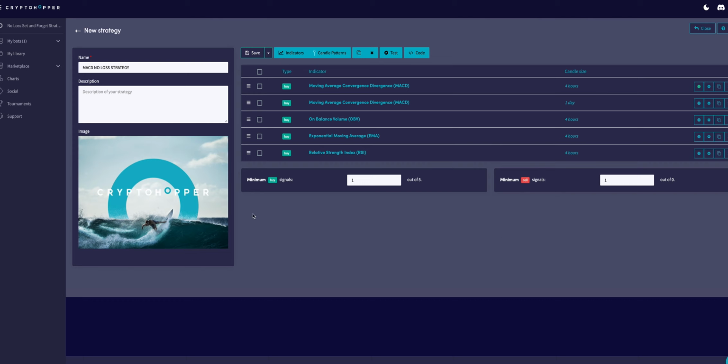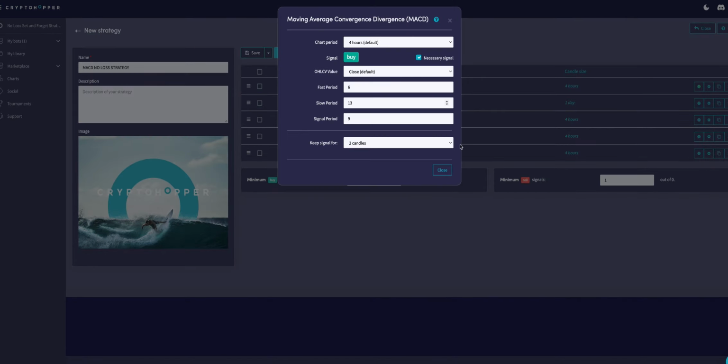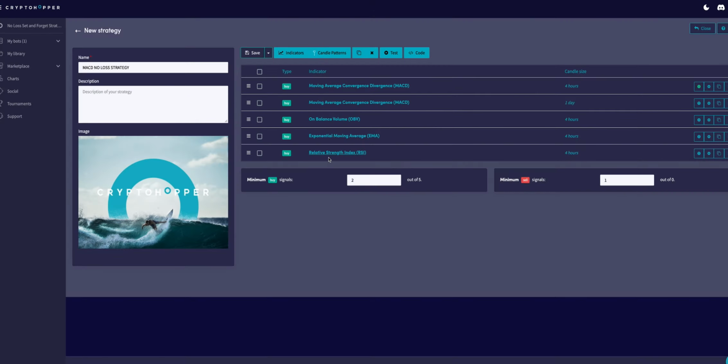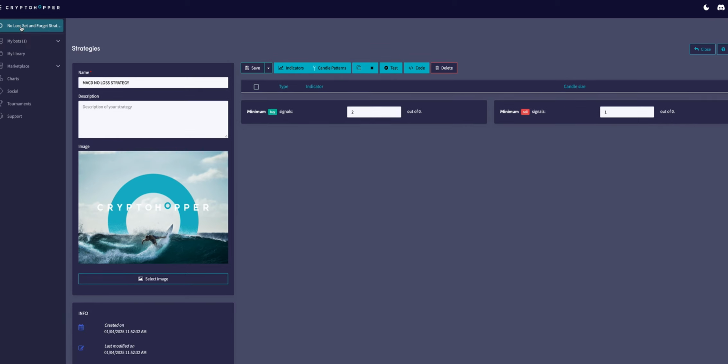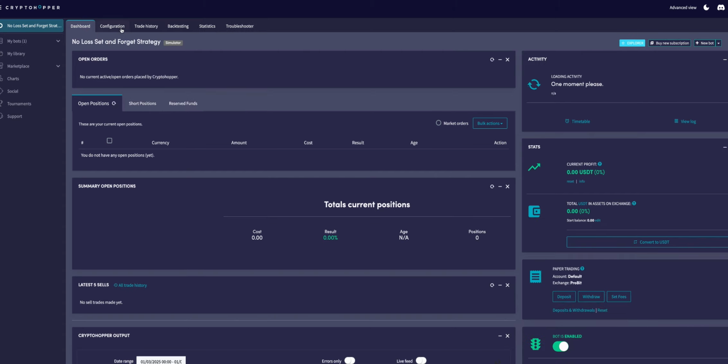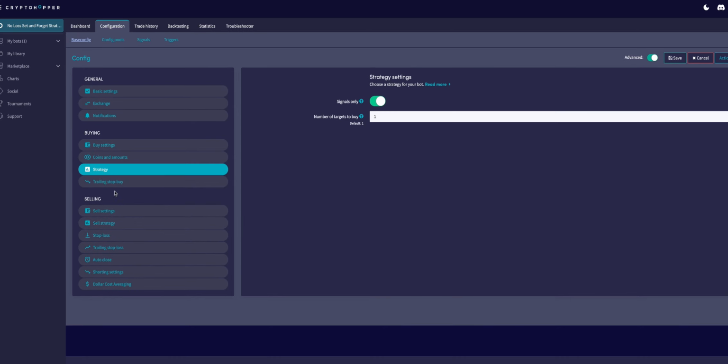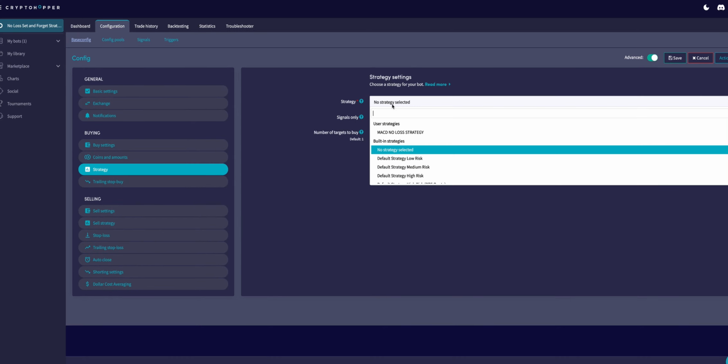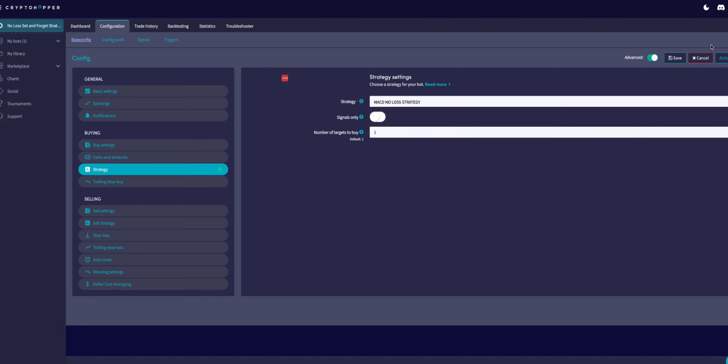You'll notice that we do not have any sell signals on the strategy, and that's because we are only using the trailing stop loss. So what I'm going to do here is I'm going to make a minimum of 2 out of the 5 signals. I don't need anything more than that. I know that this one's required, and then I need any one of the other ones for confirmation. So that is all we need. We're going to save this strategy, and now we're going to go back to our bot. And when we configure this, based on our strategy, we're going to select the MACD no loss strategy.